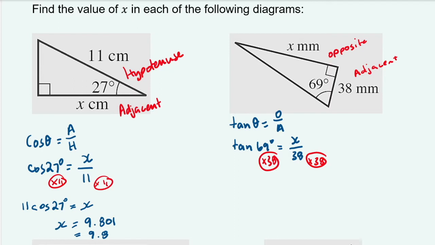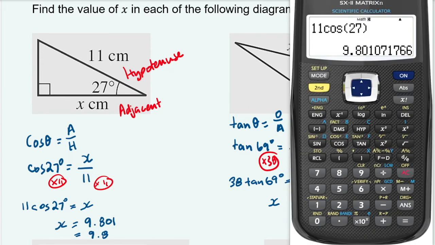And it's really important that you write this out in this fashion, or at least write out the steps that you're taking so that we can see how you've gotten to your answer. So now we've got 38 tan 69 equals x. So now we need to go back to our calculator and type that one in instead. So 38 tan 69. Make sure we're closing off our brackets, hitting equals.